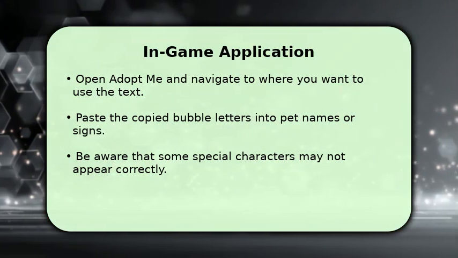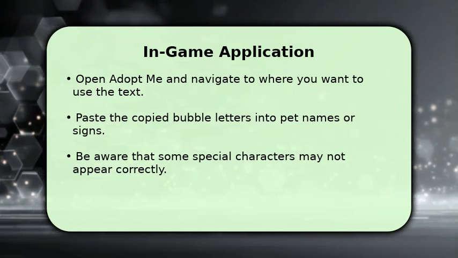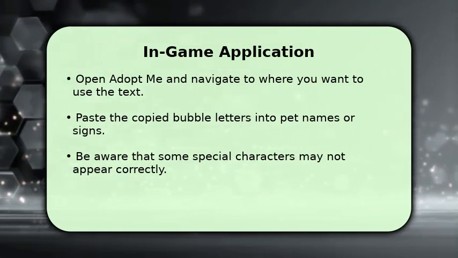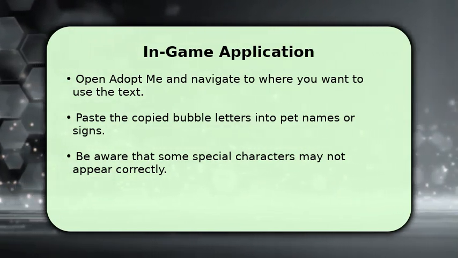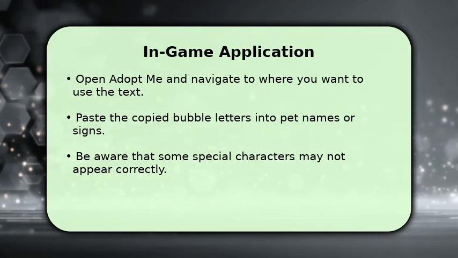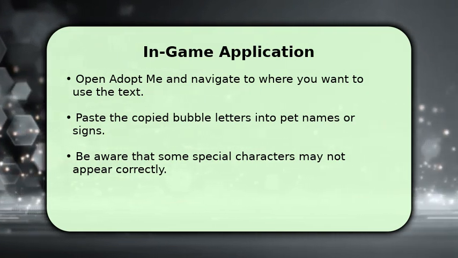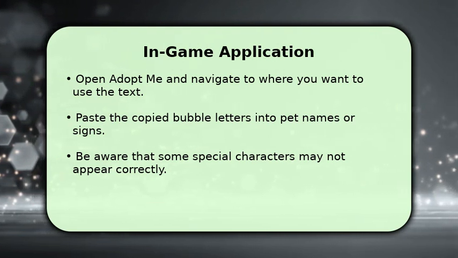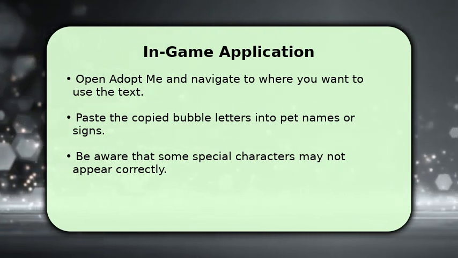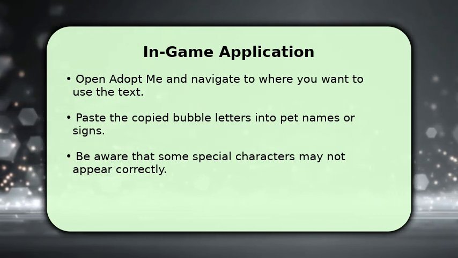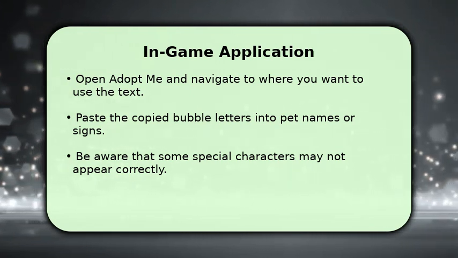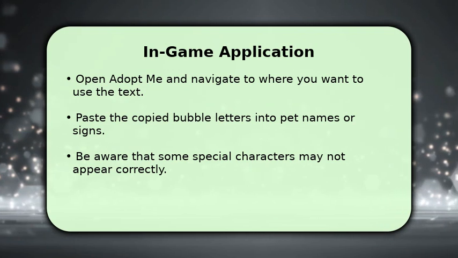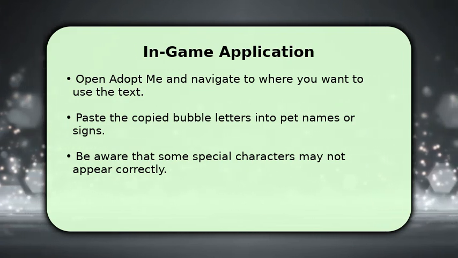Now, head back into your Adopt Me game. Go to the area where you wish to use your new bubble letters, like renaming a pet or editing a sign. Simply paste the copied text into the designated field. Keep in mind that some very elaborate fonts or special characters might not display perfectly in the game, or could be cut off if too long. You might need to try a few different styles to find one that works best.